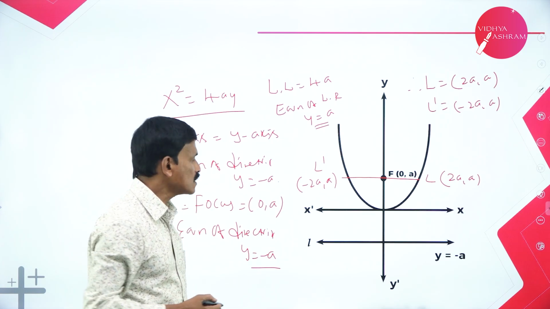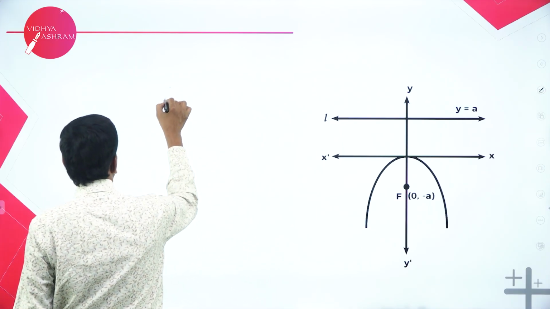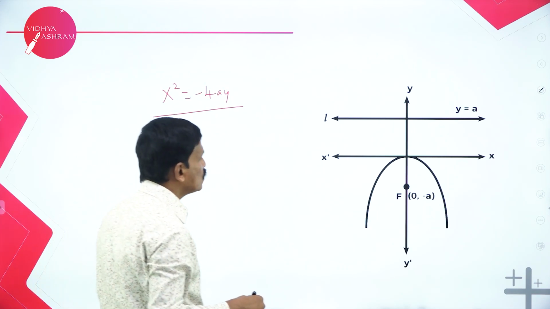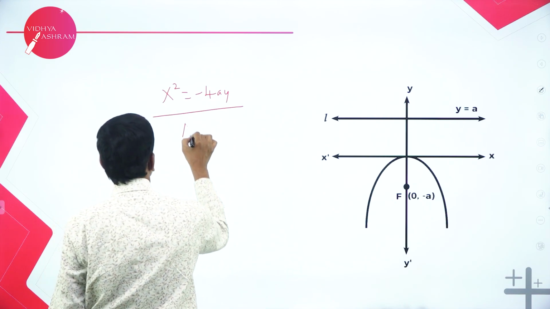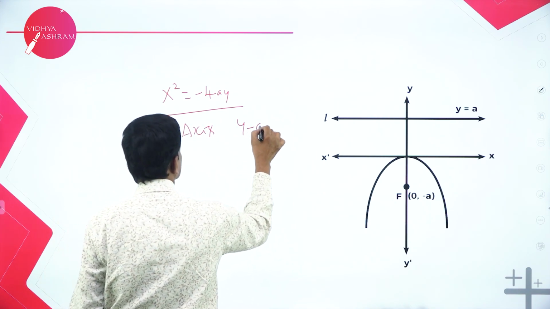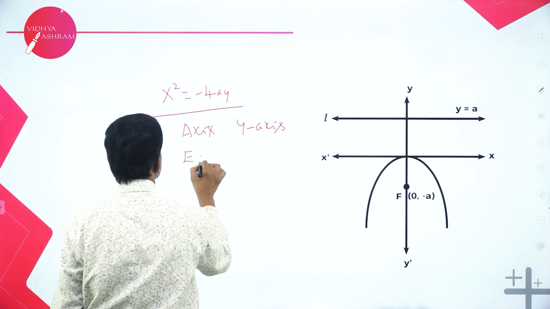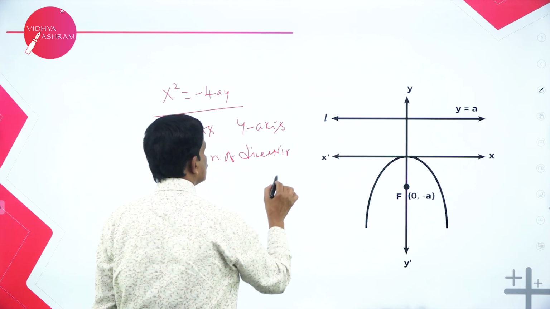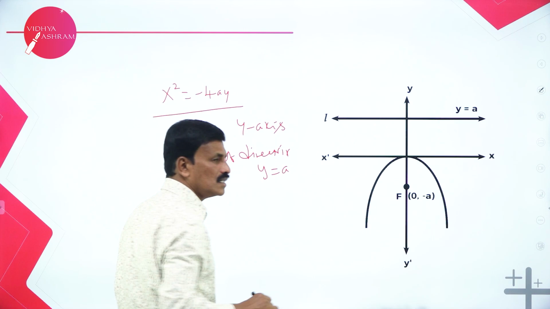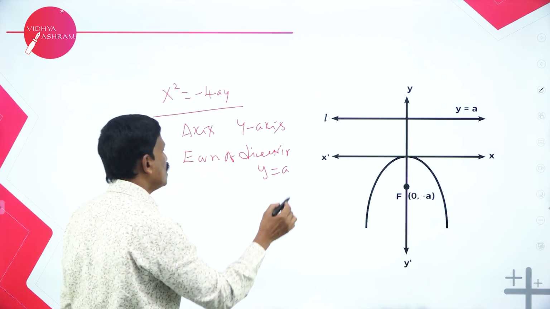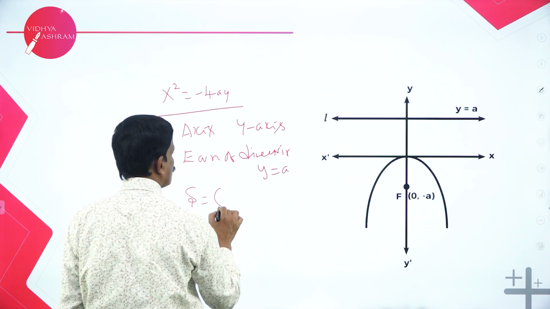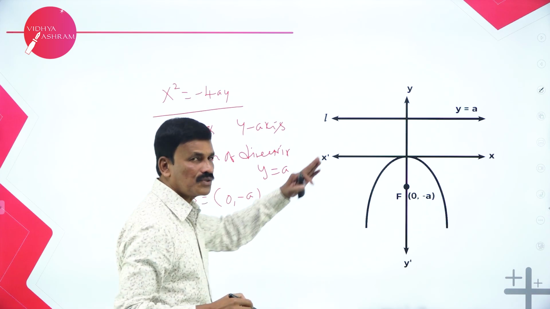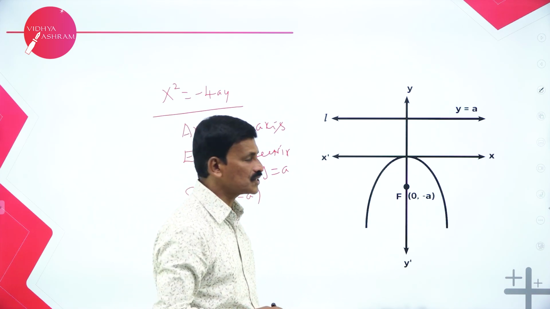Now the last case is the equation of the parabola x square is equal to minus 4ay, a parabola which is opening downwards. For this, the axis of the parabola is the y-axis, and the equation of the directrix is y is equal to a. The focus S or F is equal to (0, minus a). Therefore the parabola is opening in the downward direction, right?